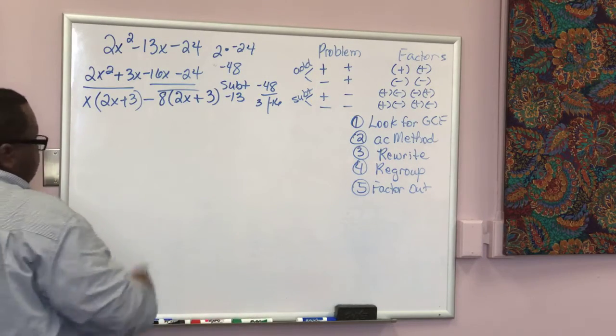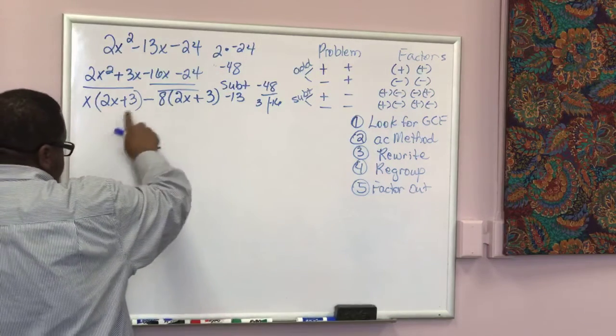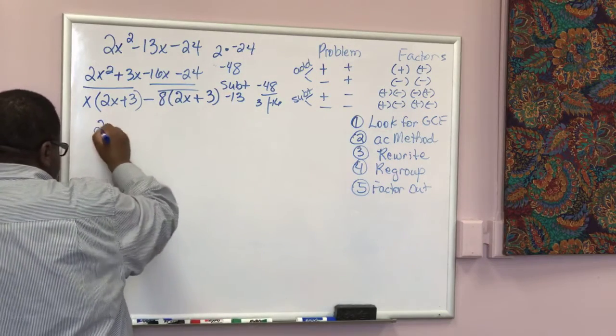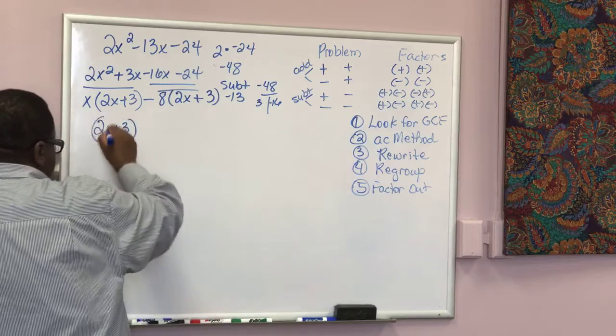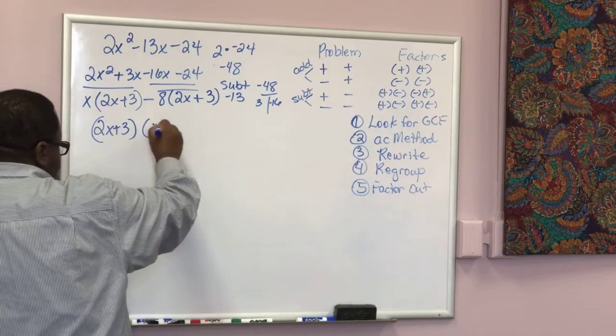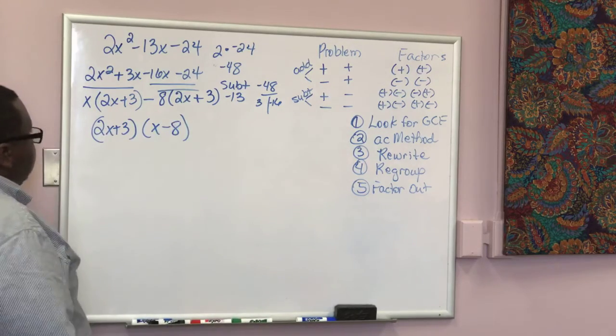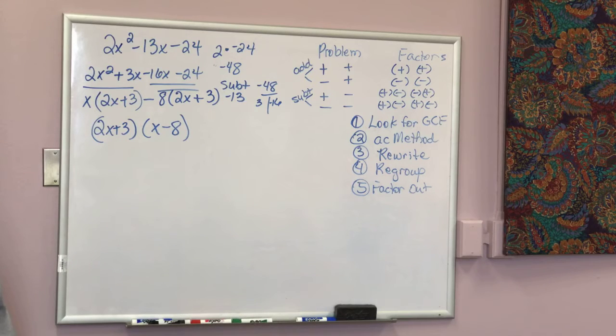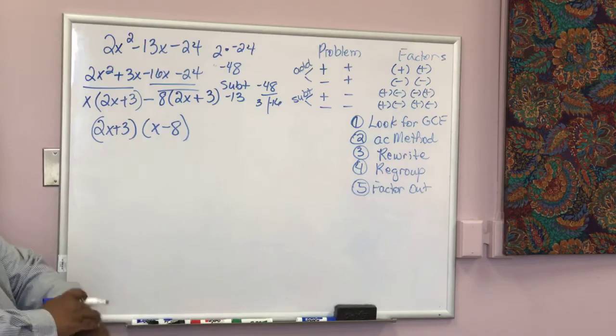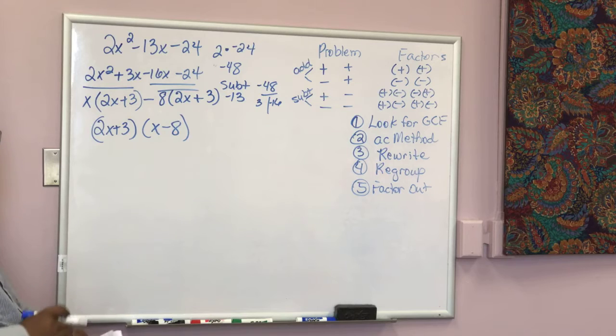Alright? And so now these two are the same, we could go ahead and bring that down. And what's left over is going to be the other part of your answer. So the factor answer is 2x plus 3 times x minus 8. All right? Anybody have any questions about that? Anyone? Am I losing anybody?